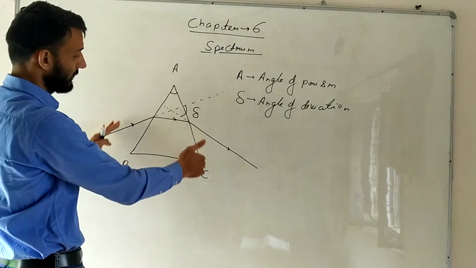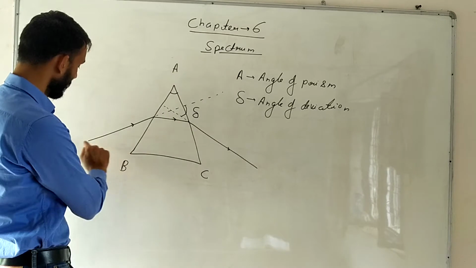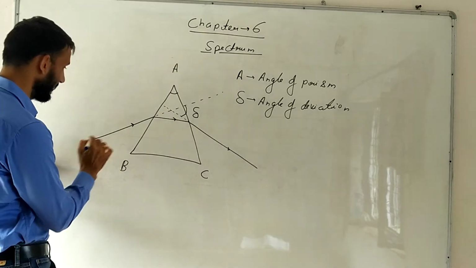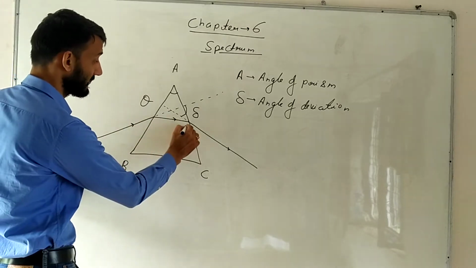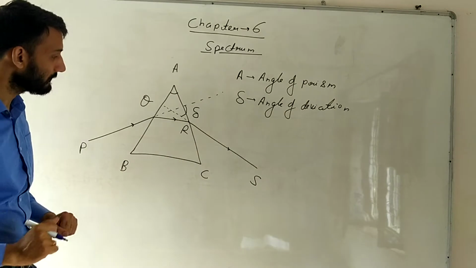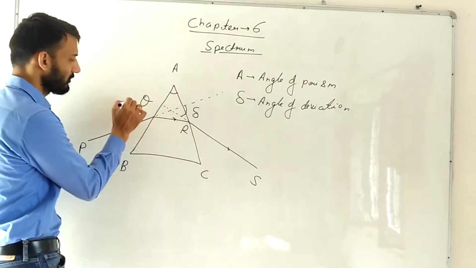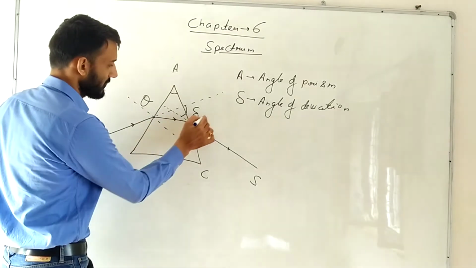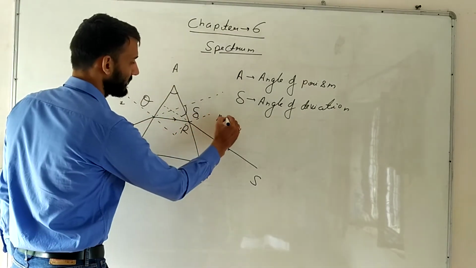So, this is the refractive surface for a prism ABC. This light ray, let me name it as PQ. PQ is the incident light ray, QR is the refracted light ray, and RS is the emergent light ray which is coming outside. Okay, we can draw normal also like this. These are the two normals. This is N1, this is N2.